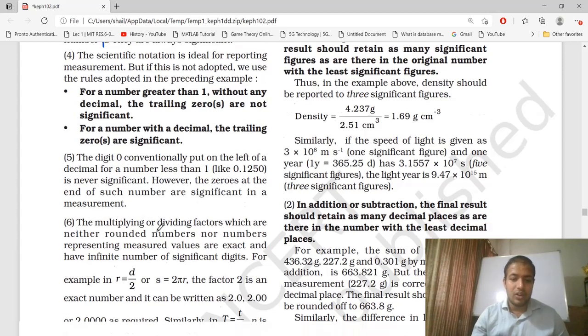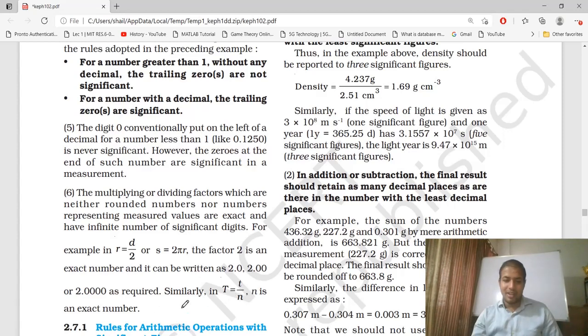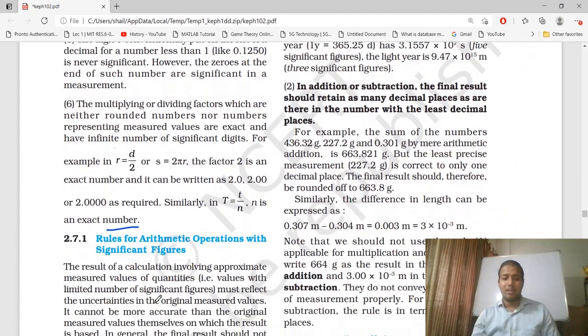The multiplying or dividing factors, which are neither rounded nor numbers representing measured values, are exact and have an infinite number of significant digits. For example, in r = d/2 and s = 2πr, the factor 2 is an exact number and it can be written as 2.0, 2.00, 2.000 as required. Similarly, in t/n, n is an exact number. It means for an exact number we can write as many zeros as possible.